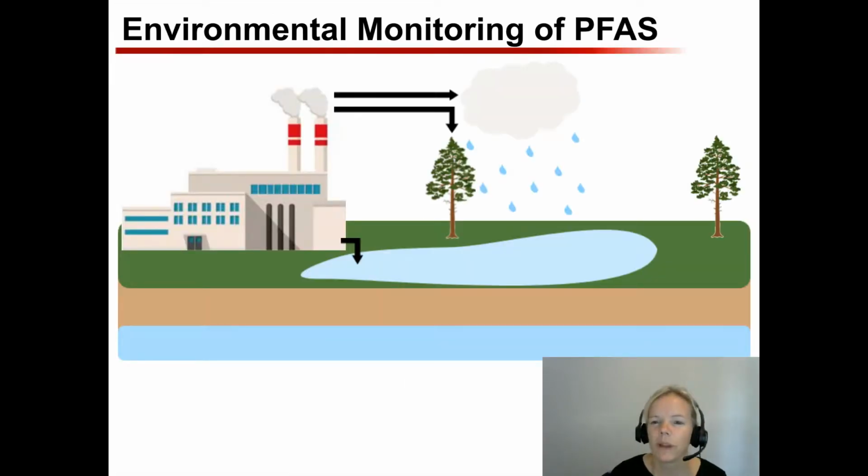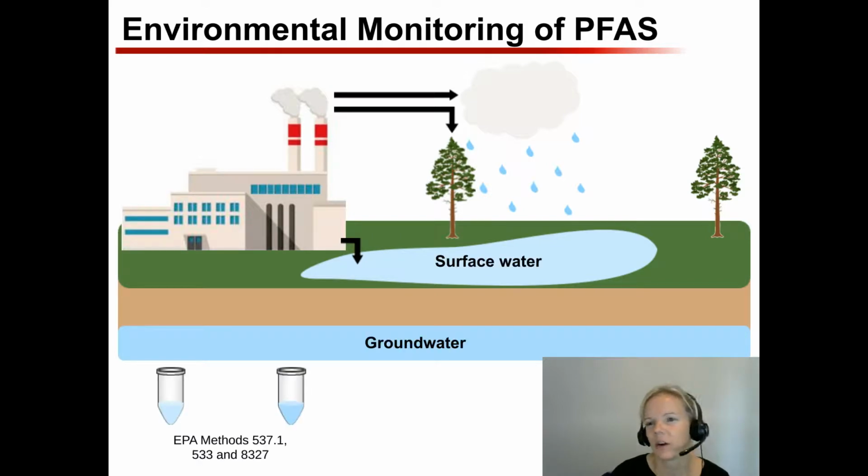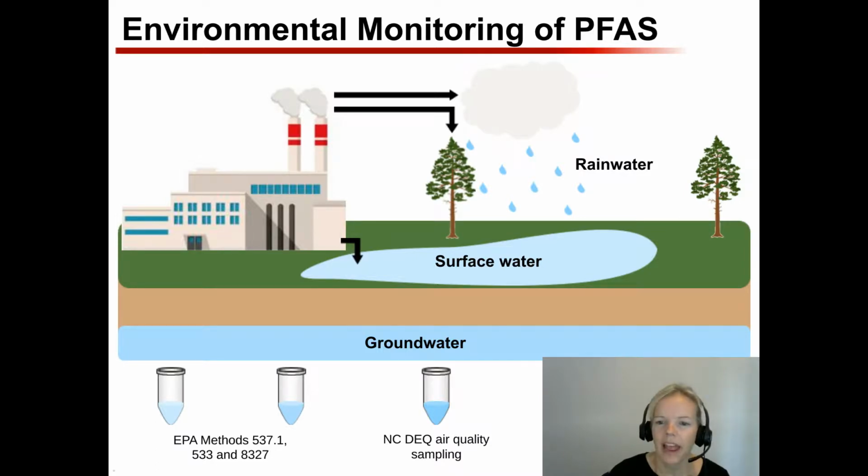And so what we wanted to do with this information is some environmental monitoring. We were specifically looking at different things that are being done. The EPA has methods to look at surface water and groundwater, and then the NCDEQ has air quality sampling where they look at rainwater. And then the EPA has methods for soil and sediment.